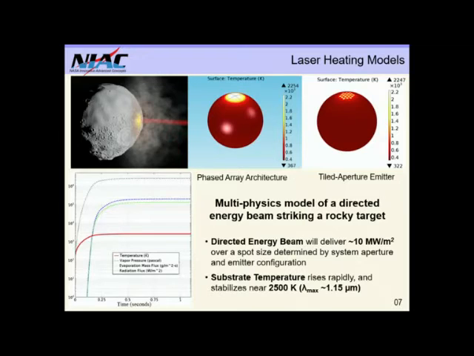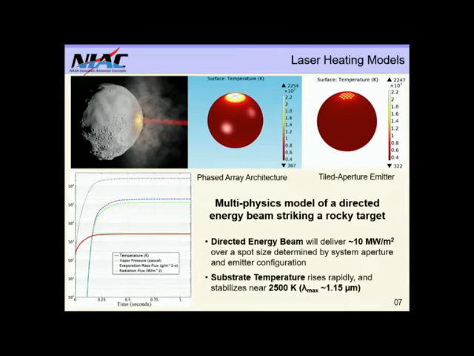Then the next thing is, what happens to all of that energy when it hits the surface of a target? So we've been working mostly with rocky targets, and so we created a circular bolide there of silicon dioxide or some other thing, and we used the output of the optical model as an input to this thermal model for what happens when that thing strikes the target.